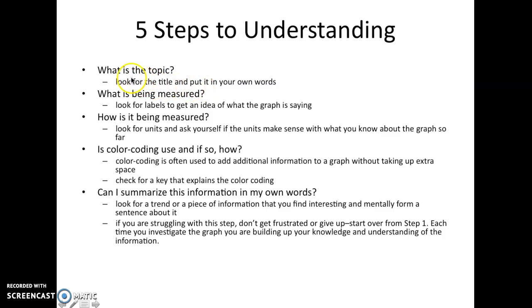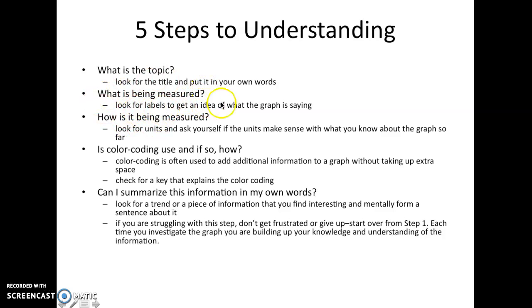So the topic, right? Start by looking at the title. Most visual information that you get is going to have a title. So read that title, because the title is usually very direct about what is being discussed in the visual information, in the chart, the table, the graph, whatever it may be. From there, you try and figure out what is being measured.